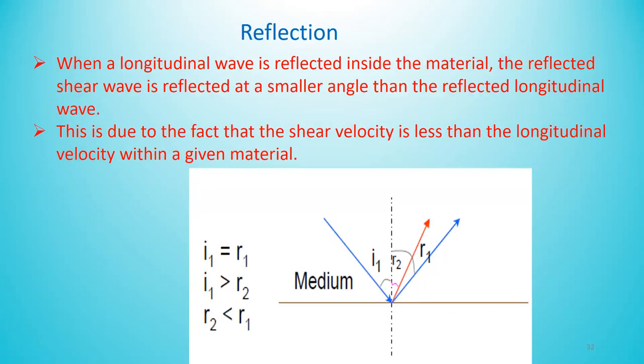So when a longitudinal wave is reflected inside the material, the reflected shear wave is reflected at a smaller angle than the reflected longitudinal wave. This is due to the fact that shear velocity is less than the longitudinal velocity within a given material.